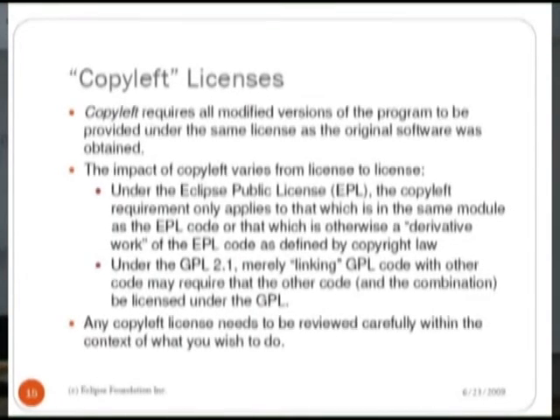Copyleft licenses are different in that they have additional restrictions related to the modification of source code. And it depends on the license that you're looking at. Under the Eclipse Public License, for example, we're looking at derivative works, or whether or not the software is included in the same module. Under the Mozilla Public License, it's modifications of source code at the file level. And so these licenses all indicate that if you modify the source code in some way, then you have to distribute the code under that same license. And that's the important distinction.